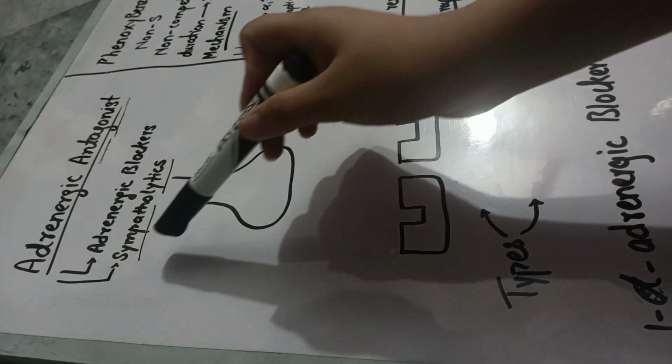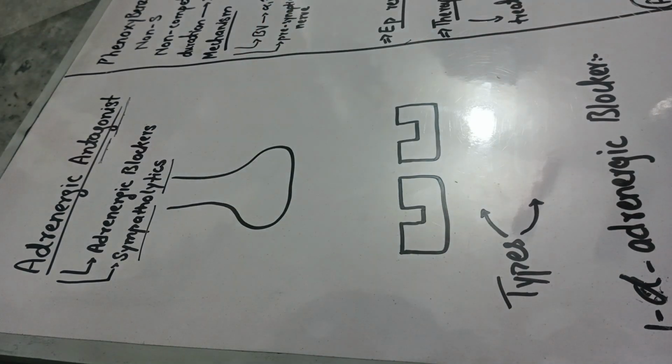Now in sympatholytics we are just opposing all of these actions. We are decreasing heart rate, we are dilating blood vessels. In short, we are decreasing our blood pressure. So how do the adrenergic antagonists work? Actually, they are blocking the receptors.